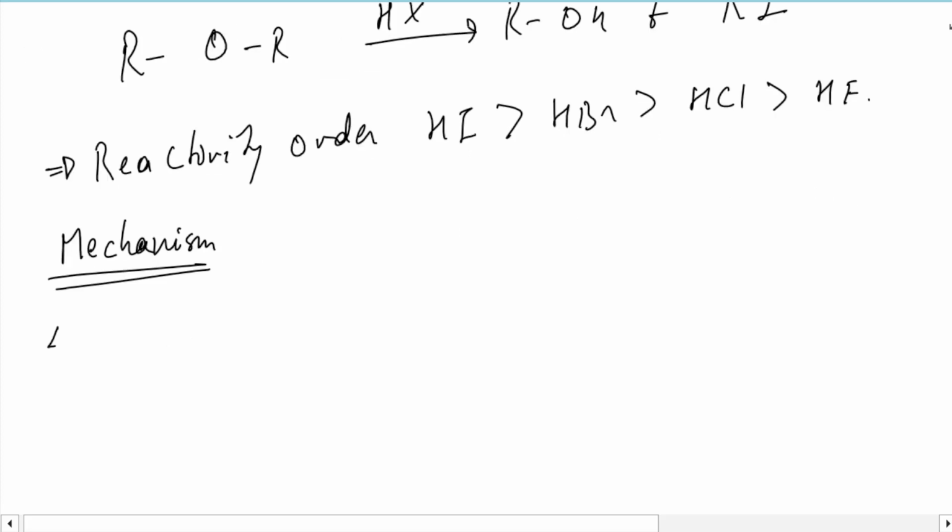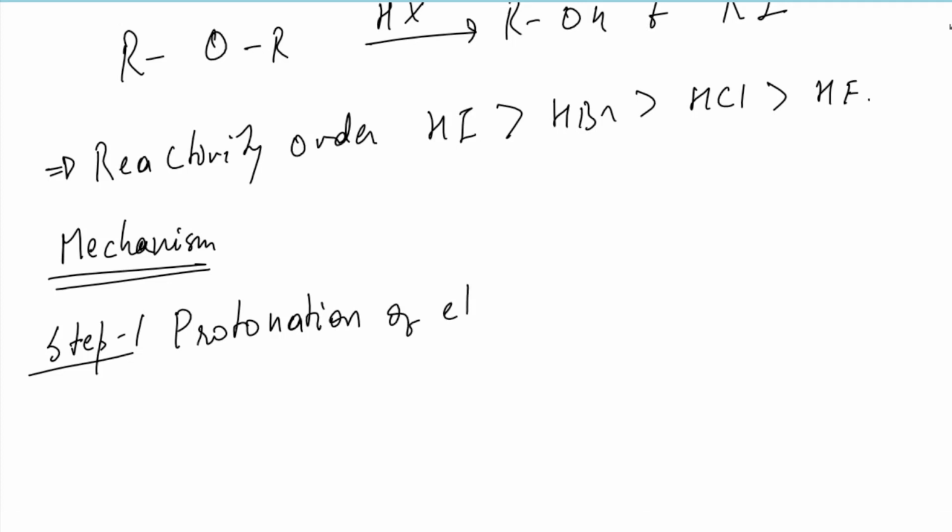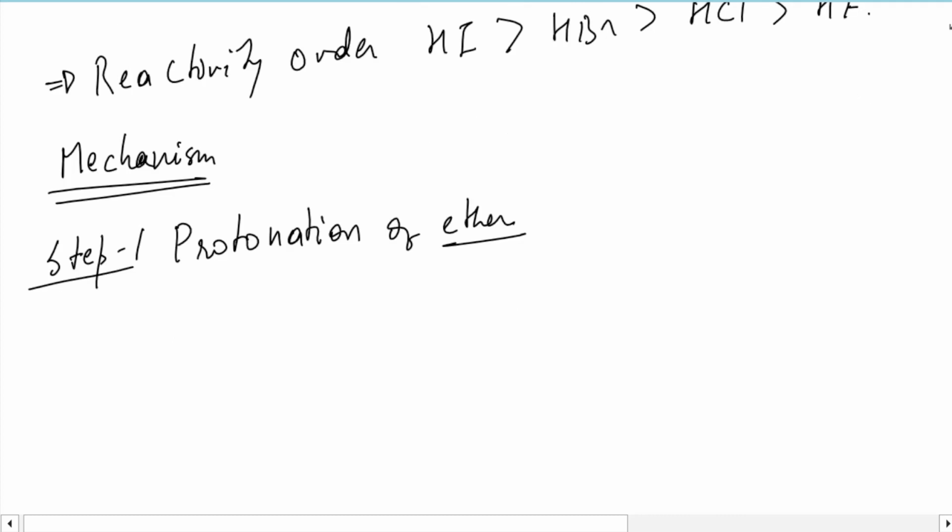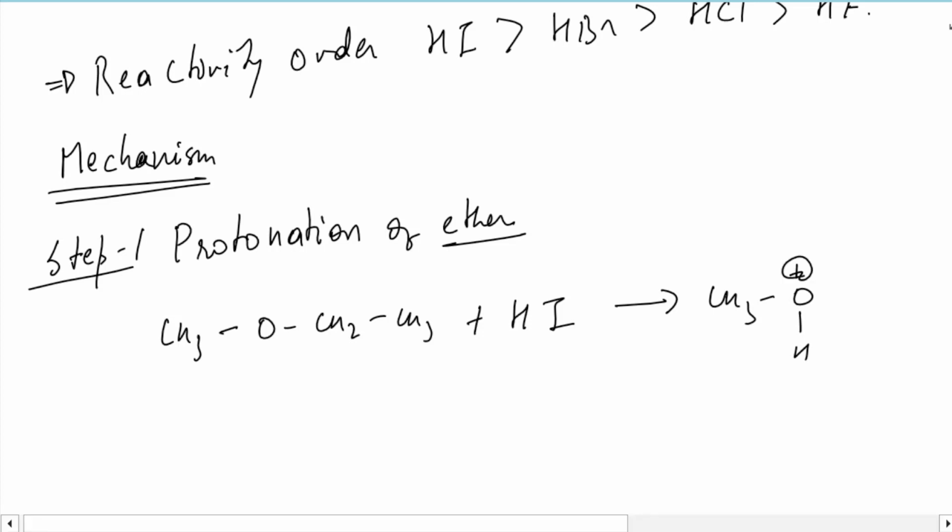So step 1 is the protonation of ether. That is CH3 O CH2 CH3 reacted with HI, and it forms CH3 O H positive CH2 CH3. So what is formed here is the oxonium ion.